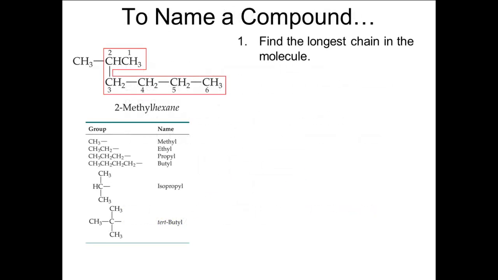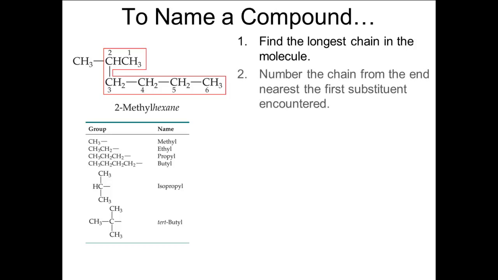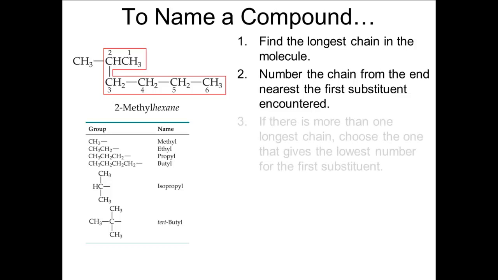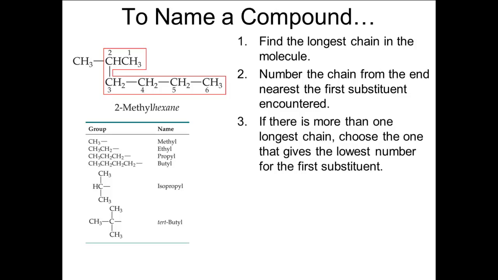To name a compound, identify the longest chain in the molecule. If the molecule is cyclic, like cyclohexane, or aromatic, then identify the ring structure and use that as the base name. Number the chain from the end nearest the first substituent encountered. If there's more than one longest chain, choose the one that gives the lowest number for the first substituent.